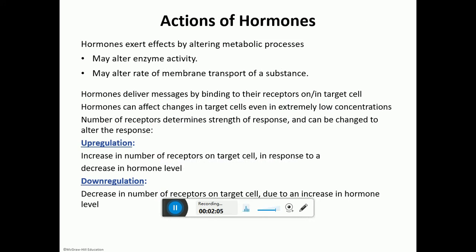So why do we need hormones? Well, these hormones are there because they change the metabolic processes. So they could have an effect on the enzymes. They can either slow them down or make them go faster. They can also change how things go in and out of the cell, so they alter the rate of membrane transport of a substance.